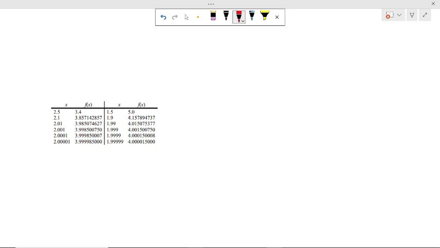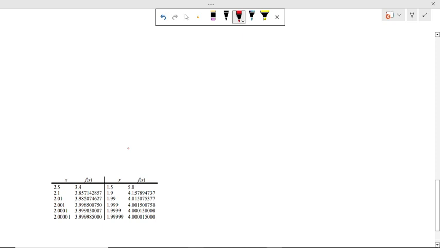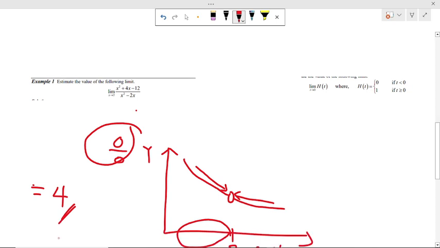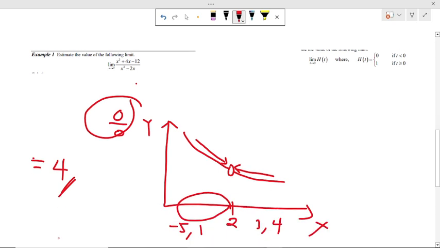And we also took values less than 2, which is approaching from the left hand side. Then those ones, we saw that all of them were approaching 4. So it means that the limit of this function, as x approaches 2, will be equal to 4. Now it's either we do it like this, or we can do it in another form.